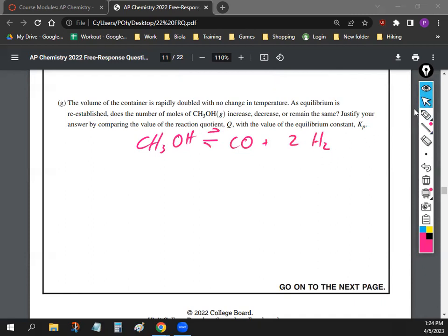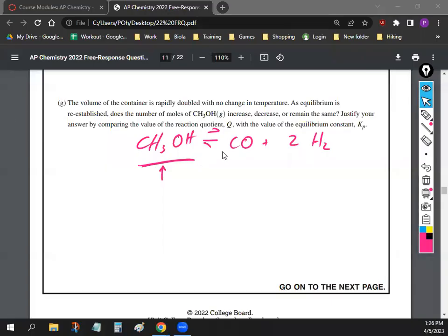You're going to need this equation, but basically if the volume of the container is doubled really quickly, it's going to shift equilibrium, right? And then Le Chatelier's principle is going to kick in to shift it back. So I want you guys to write down what you think is going to happen to the moles of methanol in particular, and you have to refer to Q and the equilibrium constant KP. So take about 2 minutes to try that, and then we'll go over it together.